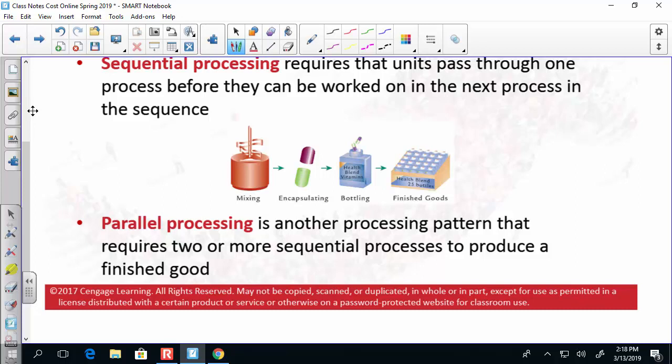Think of a car coming down an assembly line. You have the chassis being done on the left side, the motor being done on the right side, and eventually at some point they're completed and put together. That's what a parallel process is.